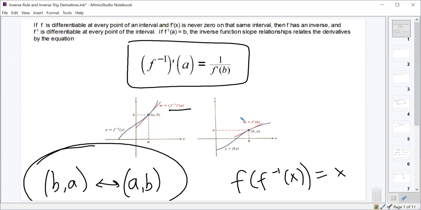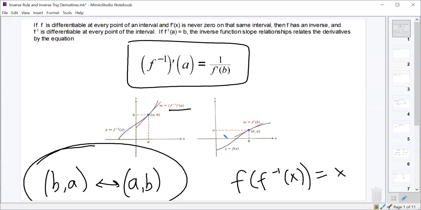Which I think should hopefully make a little bit of sense, because if I have a slope of 2/3 here, a reciprocal slope of 3/2 would mean that instead of rising 2 and running 3 for my slope, I would have done the opposite. I would have risen 3 and run 2. Does that sort of make sense?